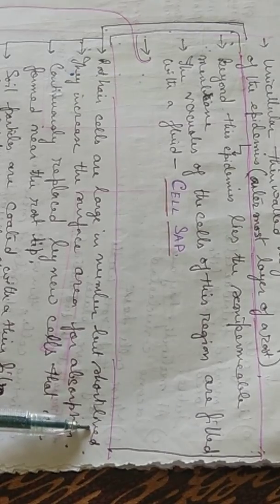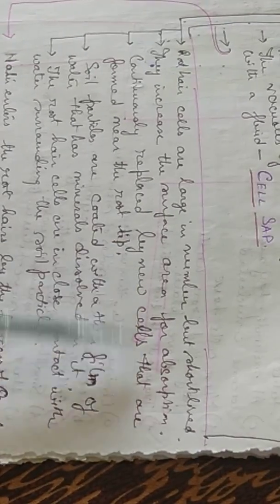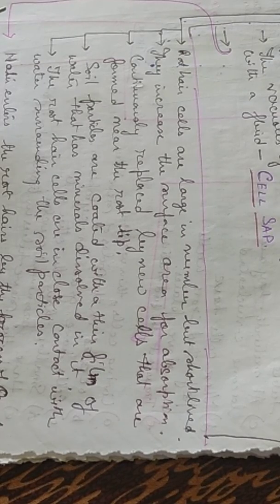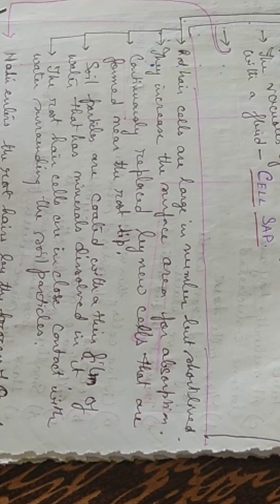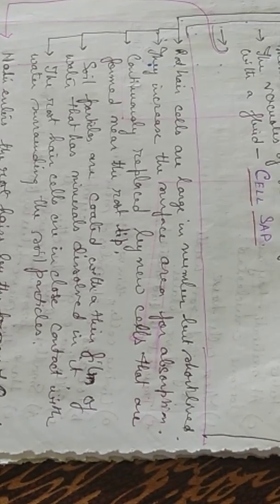Now the root hair cells are large in number, but they are short-lived. They increase the surface area for absorption, and they are continuously replaced by new cells that are formed near the root tip. Near the root tip there are meristematic tissues, so new cells are always formed and continuously replace the old root hair cells.